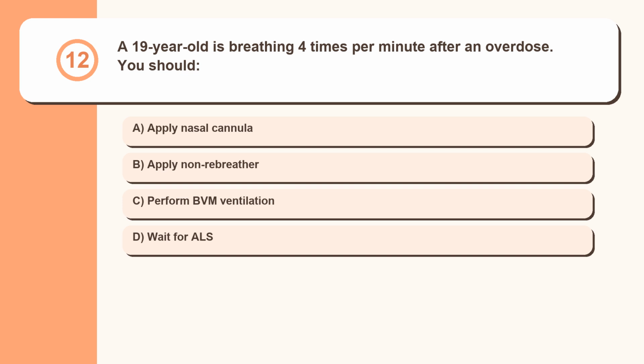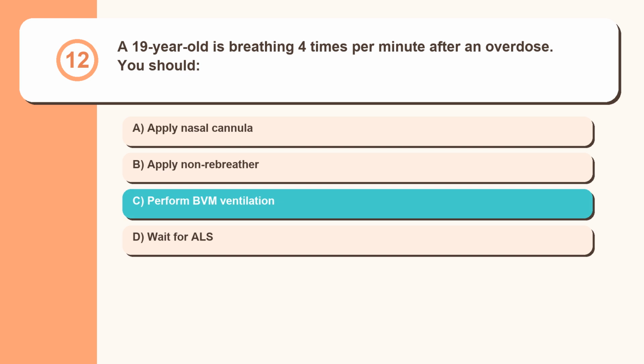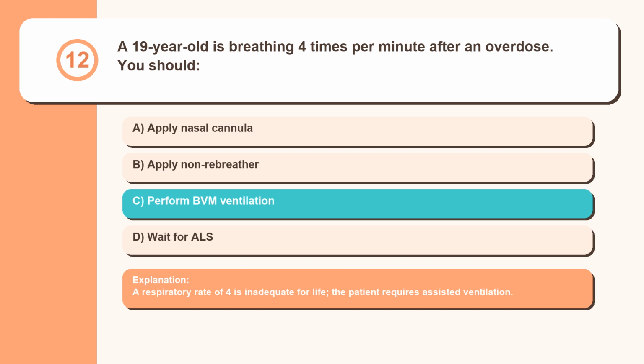Question 12. A 19-year-old is breathing 4 times per minute after an overdose. You should apply nasal cannula, apply non-rebreather, perform BVM ventilation, wait for ALS. A respiratory rate of 4 is inadequate for life. The patient requires assisted ventilation.